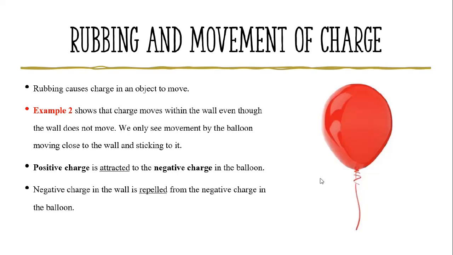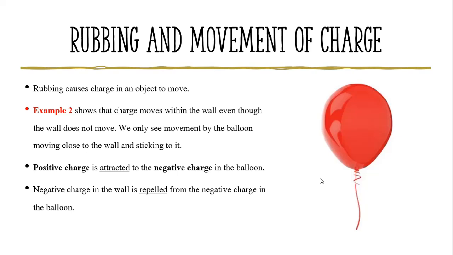So example 2 shows that charge moves within the wall, even though the wall does not move. So in our first example, the girl's hair was moving. In this particular example, the wall is not moving, but charge inside the wall is moving.